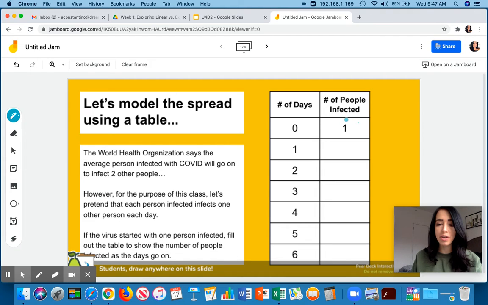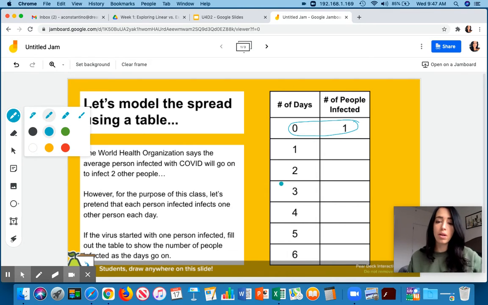Okay, so if we start here, couple things. This is actually our y-intercept. I know that sounds a little weird, but this is where we start, right? At 0 days, we'll just say that one person had it. So this is like the very, very beginning of the pandemic. One person had it at 0 days.